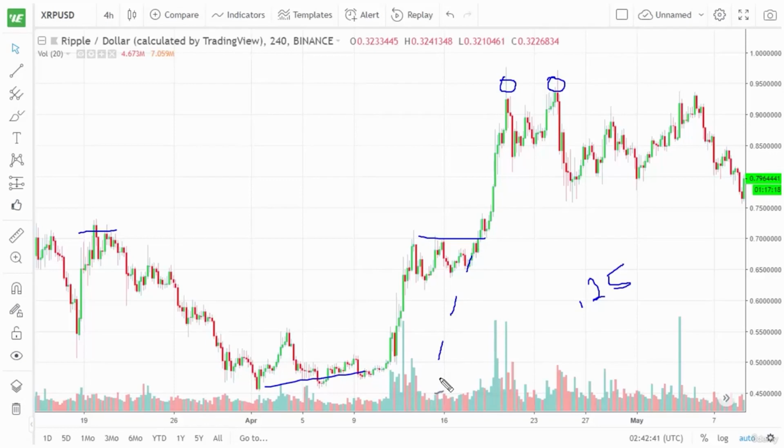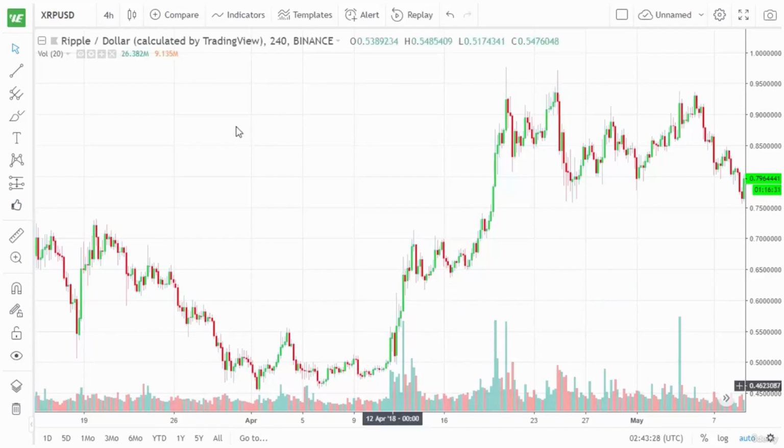And you'll see that a lot with various patterns. Rectangles, head and shoulders, wedges, flags, those types of things all have measuring calculations kind of built into the pattern.